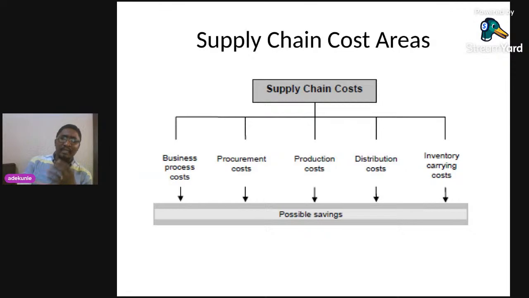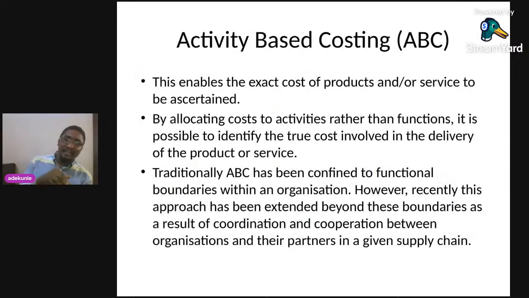And of course, where there's a need to reduce cost to encourage savings, that is done appropriately.